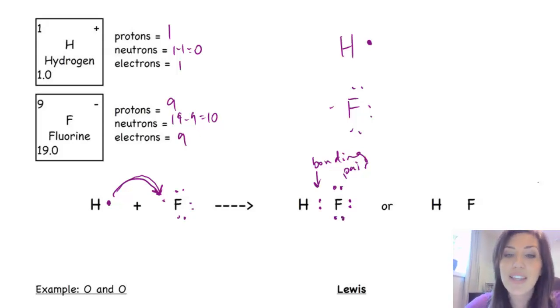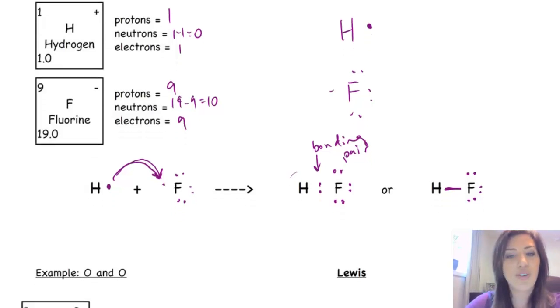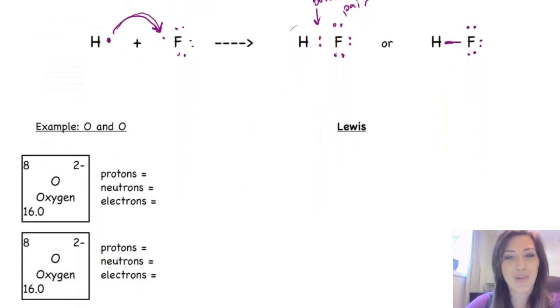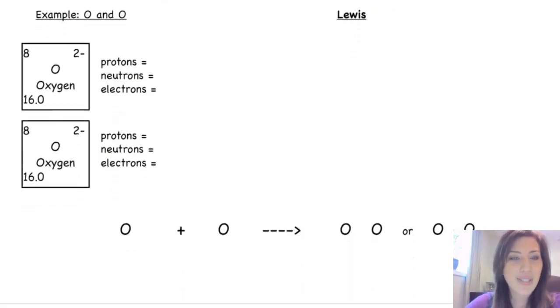So we see that hydrogen has its 2, and fluorine has its 8. So that's very convenient for both of them. That bonding pair can also be indicated as a line, and then we draw the extra dots around the fluorine. So the bonding pair can be drawn as a line or as 2 dots, and our hydrogen is stable with 2 valence electrons and our fluorine is stable with 8. Hooray! On to our last example, oxygen and oxygen.